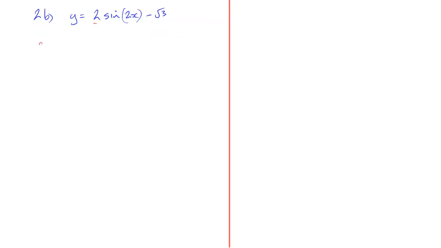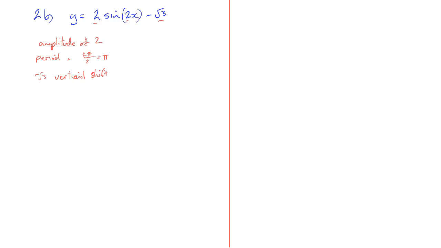Okay, looking at question 2. The first thing I'm going to note is that I have an amplitude of 2. Now, because there's a 2 in front of the x, the period will equal 2 pi over 2, which gives a period of pi. So it's basically the period is halved. And this value at the end, minus √3, is the vertical translation or vertical shift. So that means that it is going to go down by a value of √3.